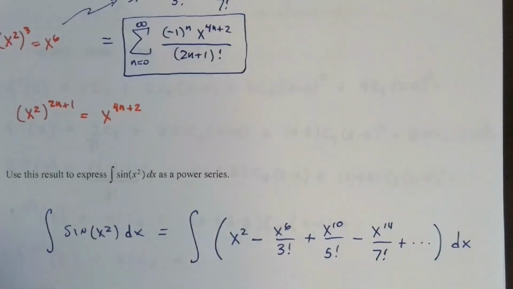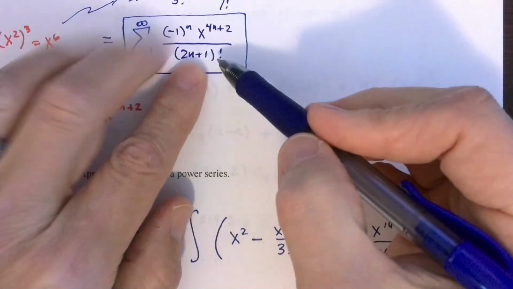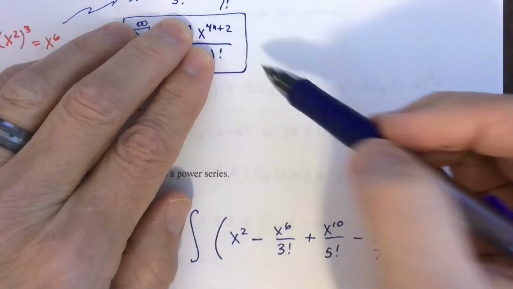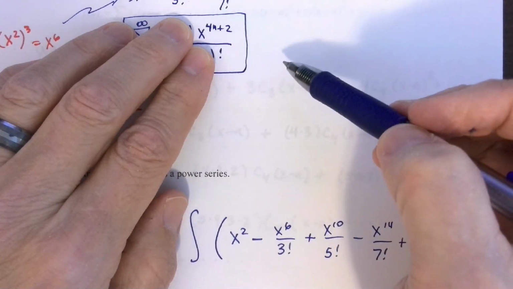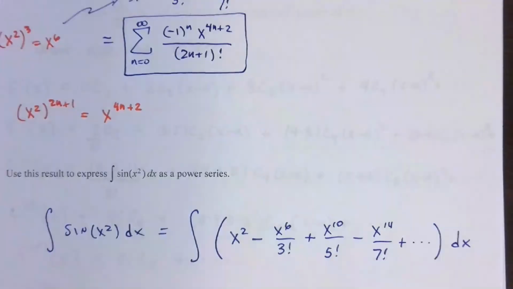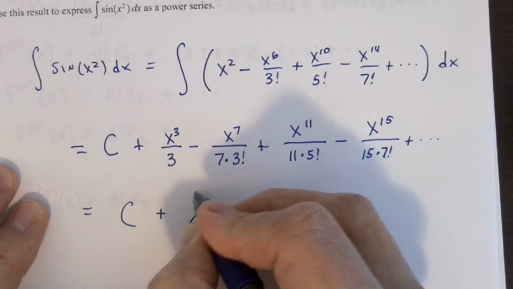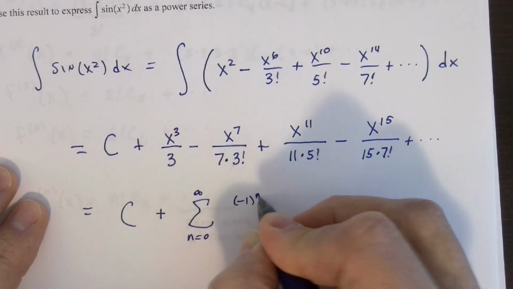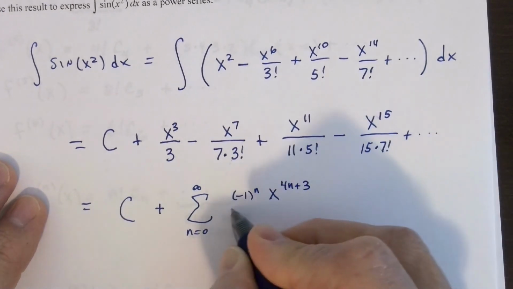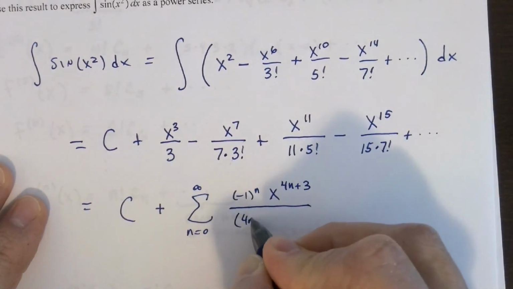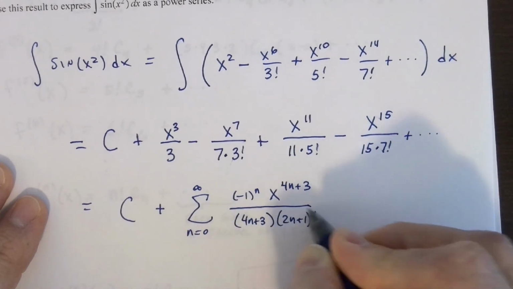We basically go back up here and find the antiderivative of this thing, so this is all constant with respect to x. What's the antiderivative of x to the 4n plus 2? Add 1, 4n plus 3, x to the 4n plus 3 divided by 4n plus 3. Just power rule. So we've got this negative 1 to the n, x to the 4n plus 3 divided by 4n plus 3, and we still have this 2n plus 1 factorial.